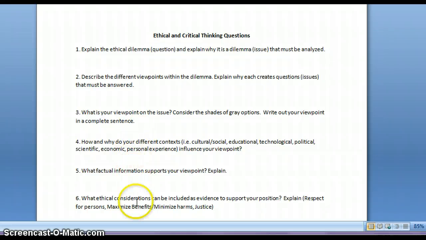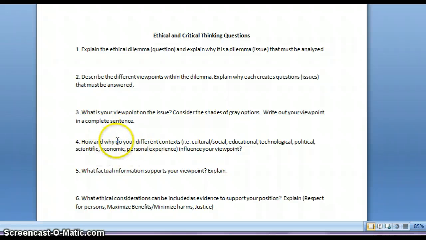Now 4, 5, and 6 is where we really get into the meat of it. It's easy to have a viewpoint. It's easy to have an opinion. But to be able to understand why you have that viewpoint, why you've chosen that viewpoint, and what some of the weaknesses of that viewpoint are, is really where the critical thinking skills come in.